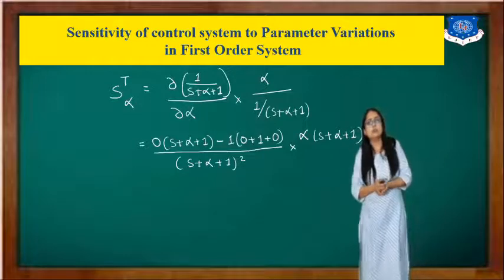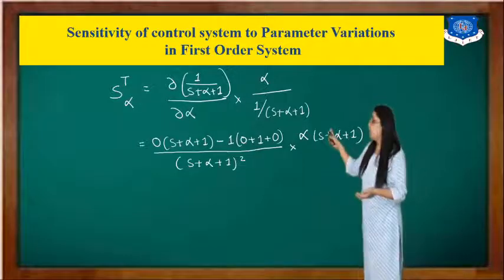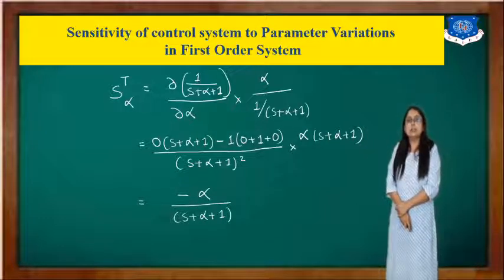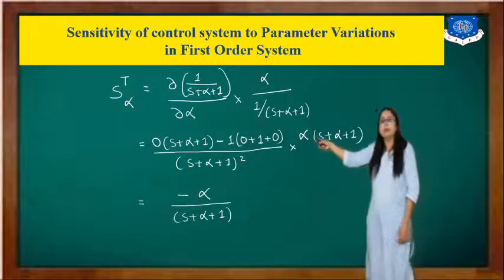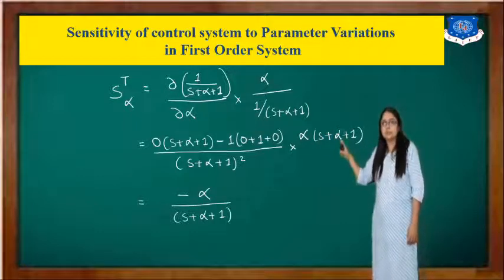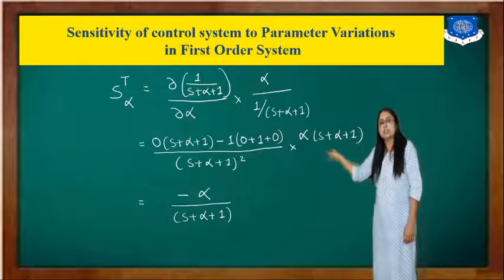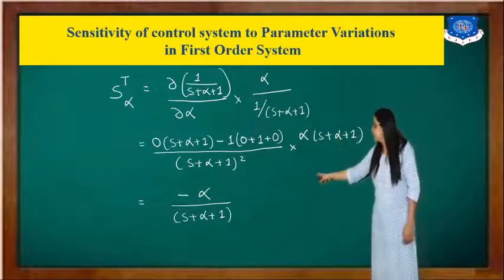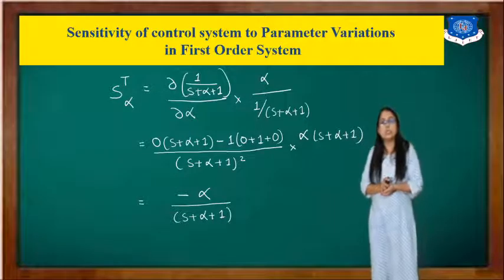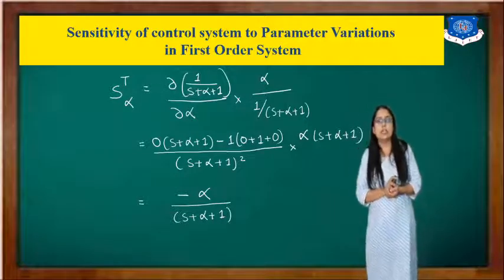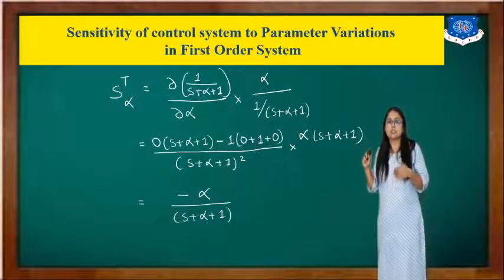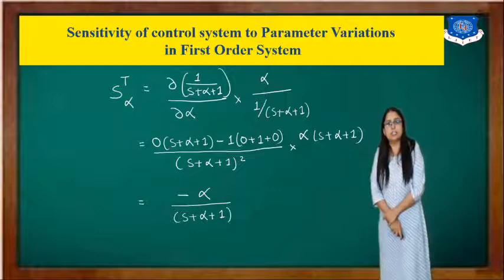Now here you open the bracket, or cancel this. If you multiply with 0, the answer is 0. Minus 1 plus 1, the answer is minus, and this one is cancelled. S plus alpha plus 1, and here also S plus alpha plus 1 whole squared. So in the numerator we get only minus alpha, and in the denominator S plus alpha plus 1. So this is the sensitivity of the first order system with parameter variation.